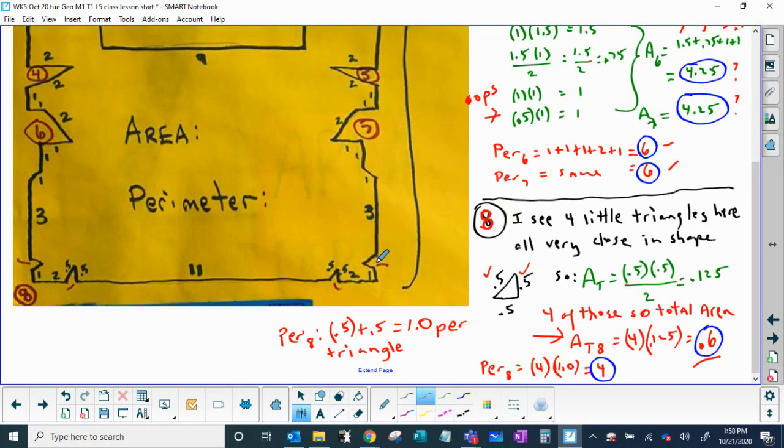But I also need the perimeter. 1, 2, 3, 4, 5, 6, 7, 8. I call them 0.5s. So it's half of that, so 4. Whew. Now we have all these numbers, all these calculations. Let's put it all together.